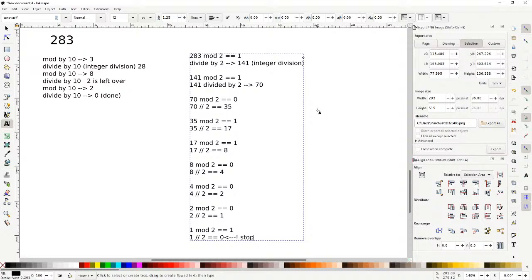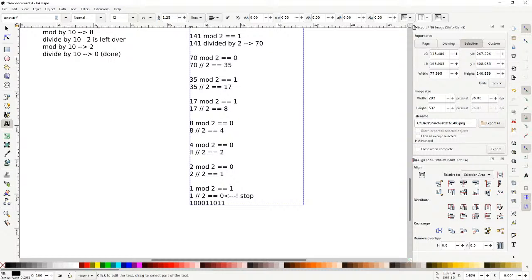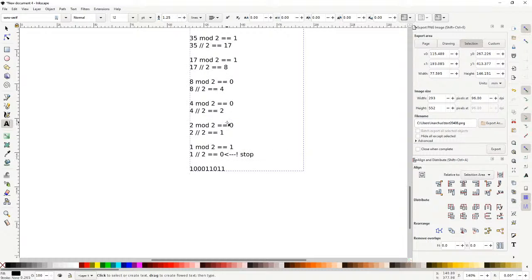And then we stop. So when we write out this number, technically you can start with the 0, but then you read backwards. So basically what you do is you read off the mod results. So it's going to be 1, 0, 0, 0, 1, 1, 0, 1, 1. And so is that actually 283, right? Did we calculate the binary expansion of 283?